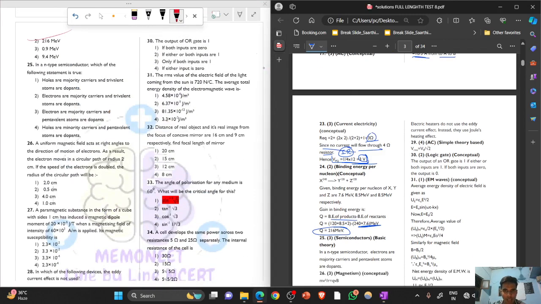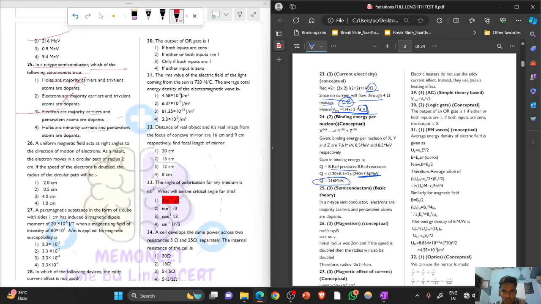Now simply moving ahead, n-type semiconductor. Which of the following is true? Holes are majority? No, electrons are majority. Holes are minority carriers and pentavalent? No, electrons are majority and pentavalent. Option third will be the correct answer. Very best question. No need to worry too much about it.